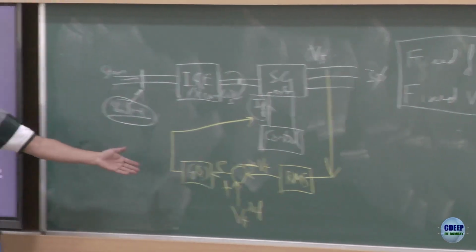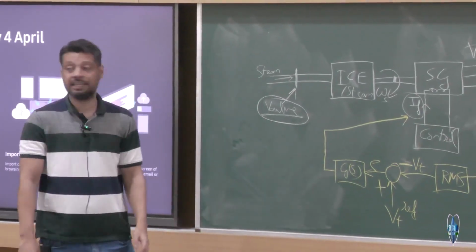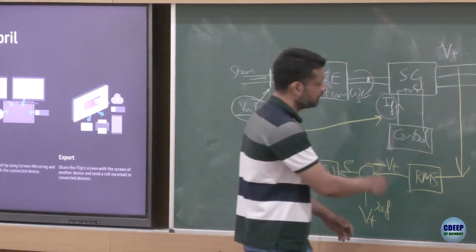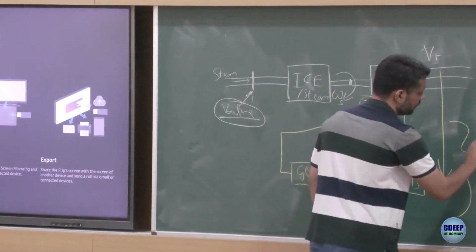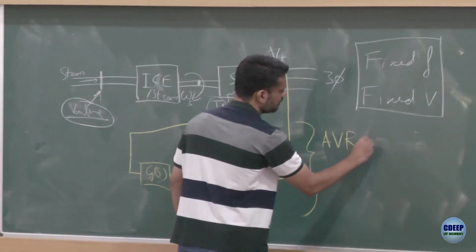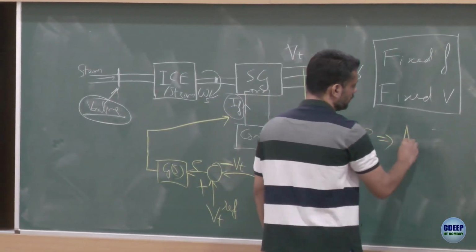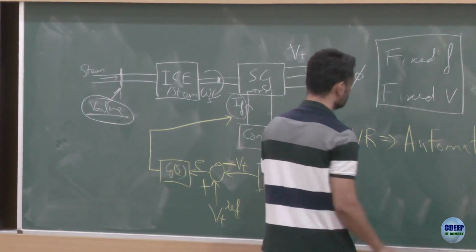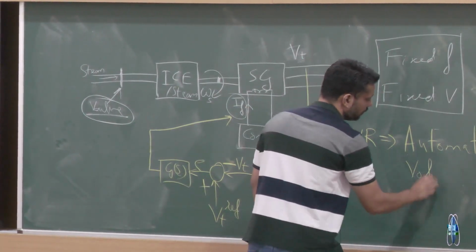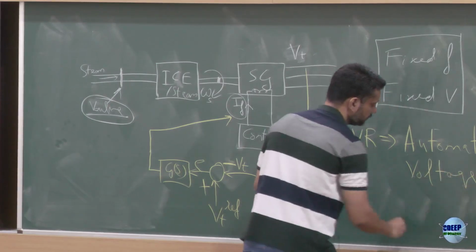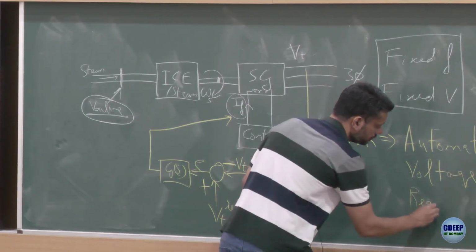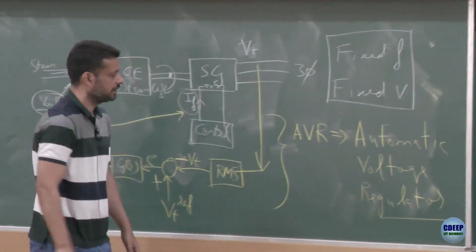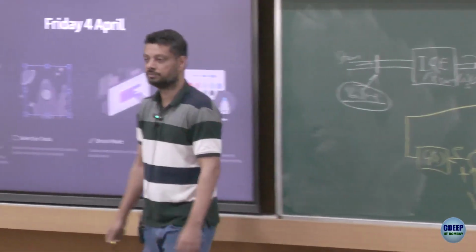This has a name, it's called as AVR. What is AVR? This whole thing which we have drawn is called as AVR, stands for automatic voltage regulator, as the name suggests.